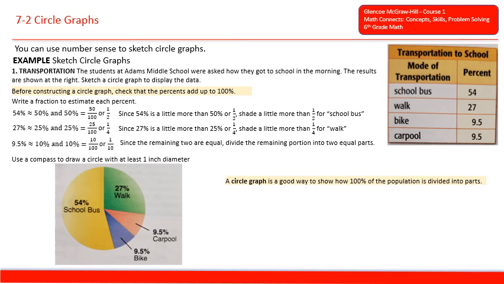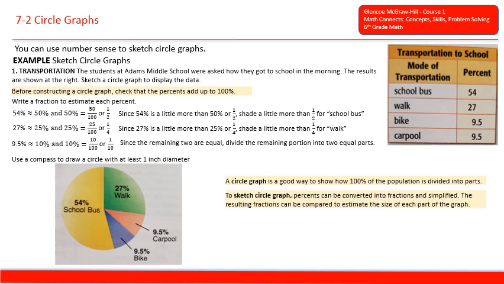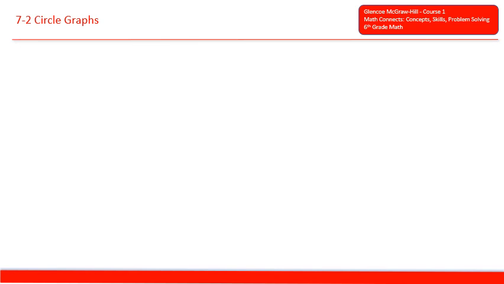A circle graph is a good way to show how 100% of the population is divided into parts. To sketch a circle graph, percents can be converted into fractions and simplified. The resulting fractions can be compared to estimate the size of each part of the graph.